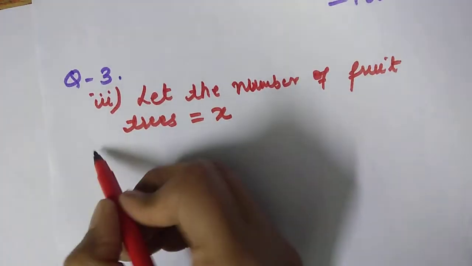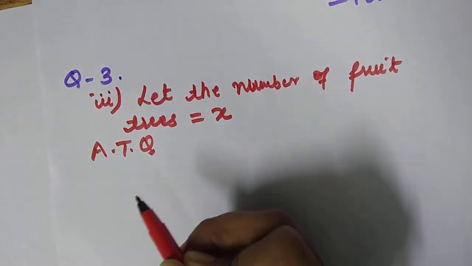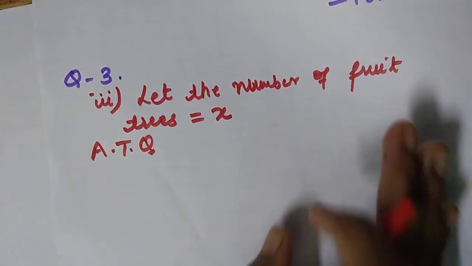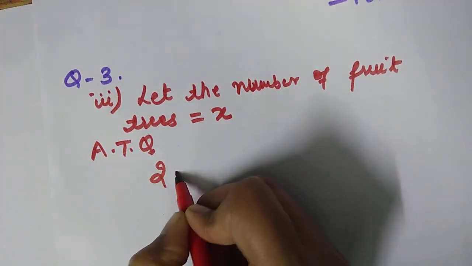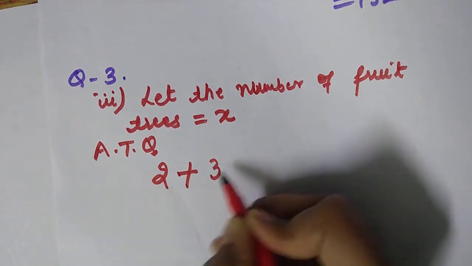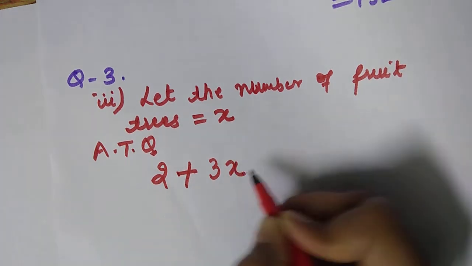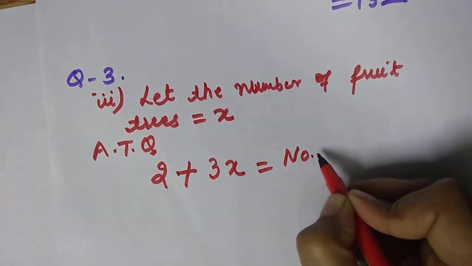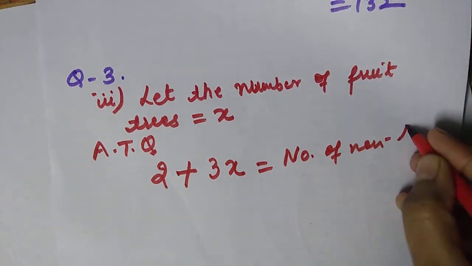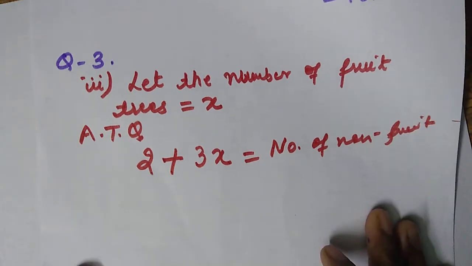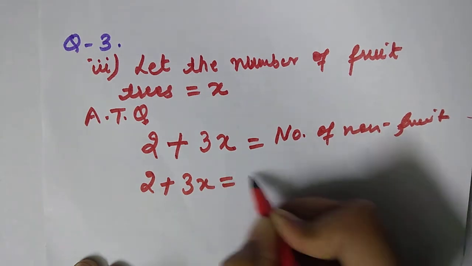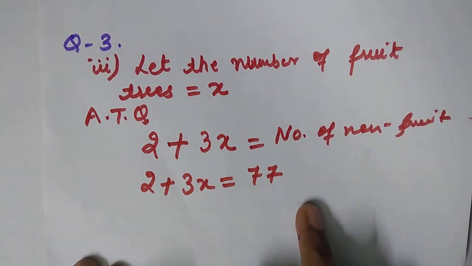Fruit trees is equal to x. Now according to the question, we have given that the number of non-fruit trees were 2 more than, means 2 plus 3 times the number of fruit trees, and this is equal to the number of non-fruit trees. And in the last statement we have given that the non-fruit trees are 77 in number. So it is 2 plus 3x is equal to 77. So this is the equation.